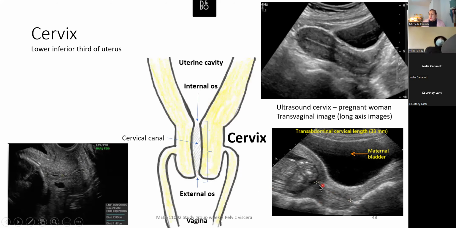We do a measurement on it to show that it's long and it's closed, and see how I've got the cervical length here. And then this is just a transvaginal image, and we've measured the cervical length there. Who wants to have a guess at what part of the baby that is showing there?